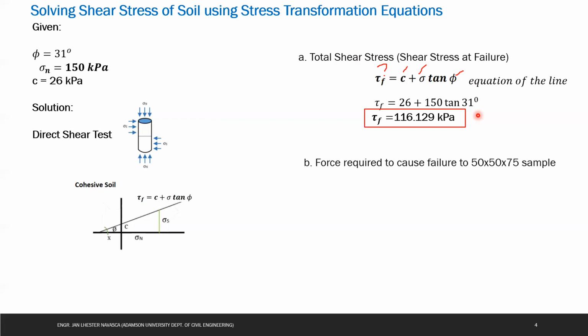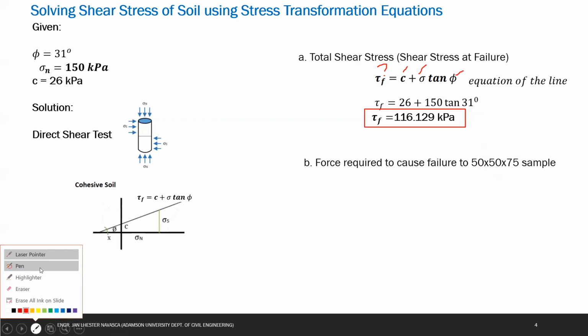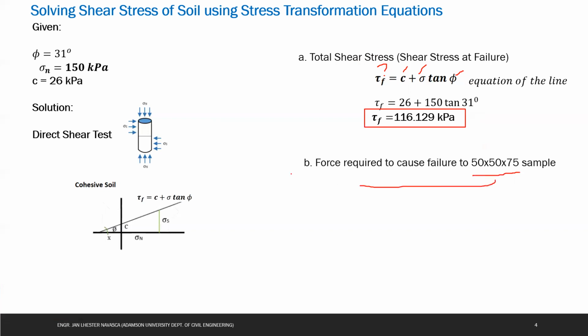Then number 2, the force required to cause the failure when the sample is 50 by 50 by 75. This is the dimensions of your direct shear box. What if these are the dimensions of your soil samples? We have 50 by 50 by 75 mm samples. By strength of materials, we can say that force equals stress times area. Since we are talking about the shear force, we need to find the shear area. Where is the area here that will have shear? When the loads are applied here and here, the contact area for shear is this one. This is the contact area.